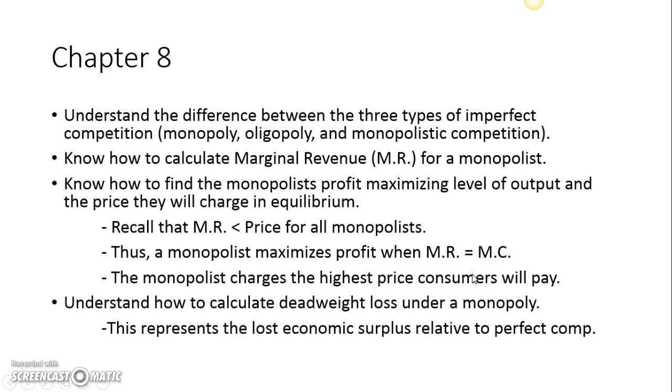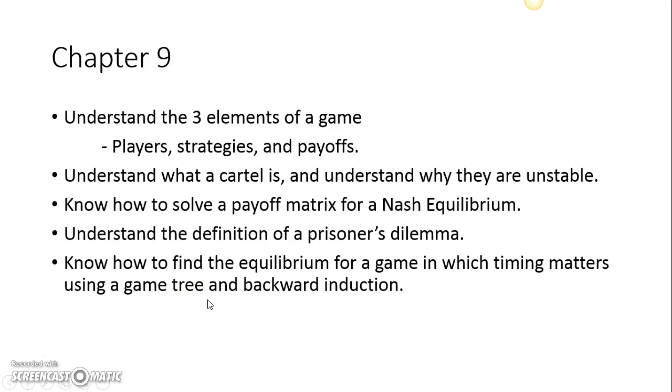So just understand how to find a monopolist's profit maximizing level of output and the profit maximizing price. And then you want to understand how to calculate the deadweight loss that is under a monopoly. So if I give you a market and I say, okay, what's the surplus in this market under perfect competition, and then what's the surplus in this market under a monopoly, you have to be able to figure out the difference, and that difference is the deadweight loss that's created by the monopoly.